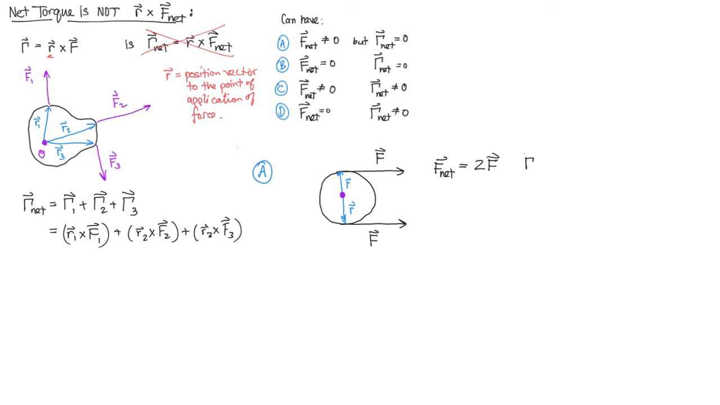So if you remember, torque is R cross F, and we can do that on each of those two forces. Okay, so the net torque is going to be equal to R cross F, that is into the page. So let's say that our disk has a radius of capital R. So we could say the top force produces a torque that's R cross F, or R times F, because R and F are perpendicular, into the page.